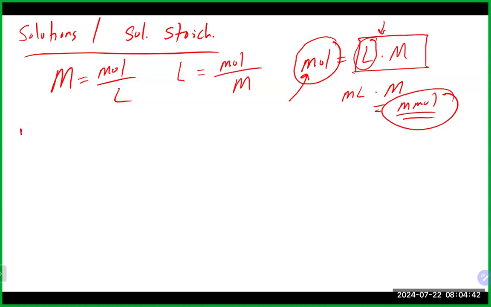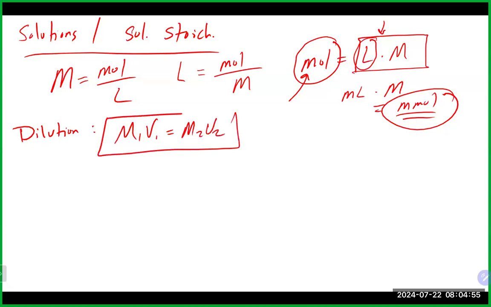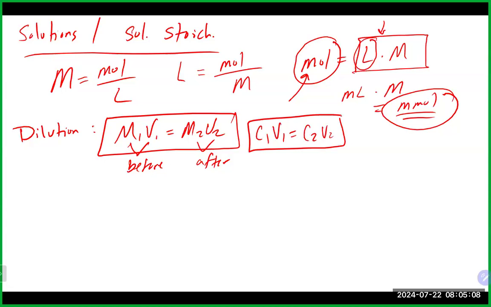We talked about dilutions, which is basically when you add more solvent to a solute, and there is a dilution equation, which is M1V1 equals M2V2. And this is usually before the dilution, and this is usually after the dilution. Remember also there's a generic version of this, C1V1 equals C2V2. It's the same deal. You can use any type of concentration unit you want in there.